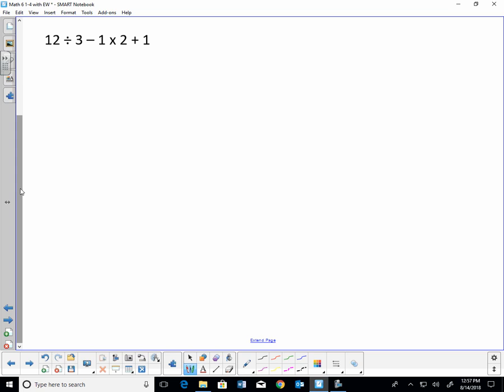If I was to do this problem appropriately and correctly, I would say 12 divided by 3 is 4 minus 1 times 2 plus 1. 1 times 2 is 2, so I have 4 minus 2 plus 1. 4 minus 2 is 2. 2 plus 1 is 3. The correct answer to this problem is 3. And you get that answer by following the appropriate order of operations.